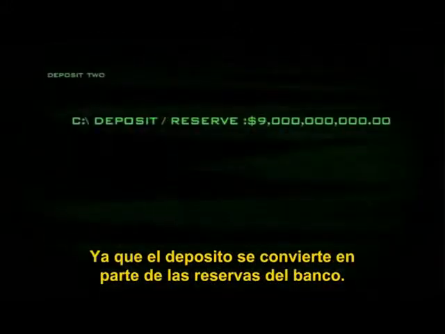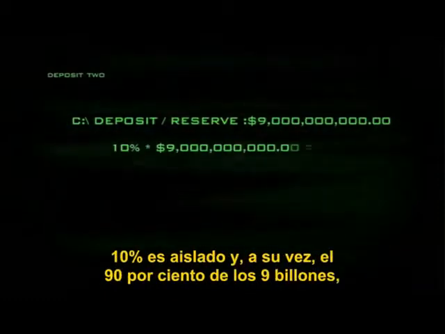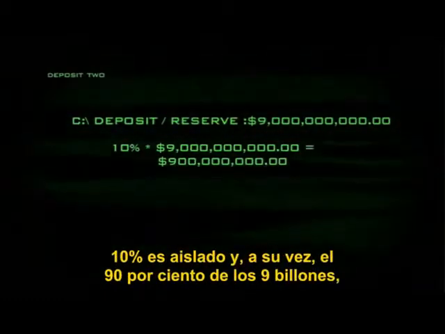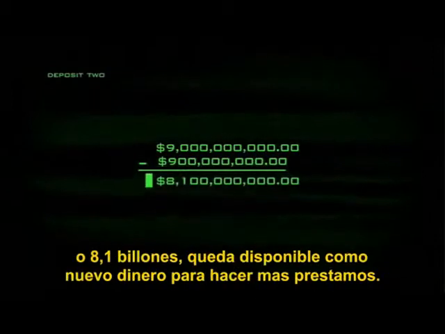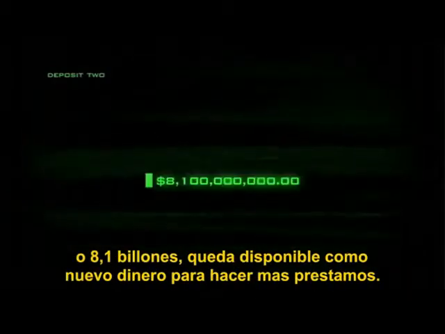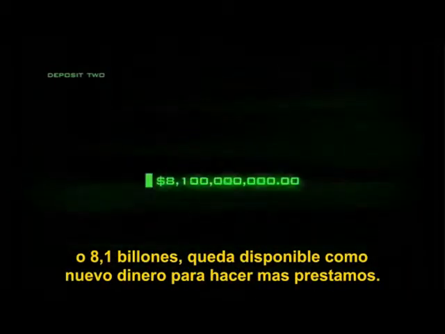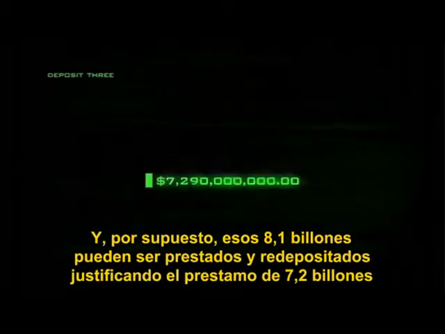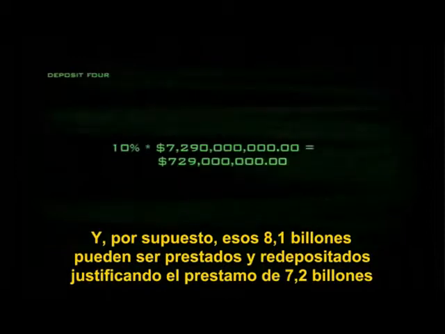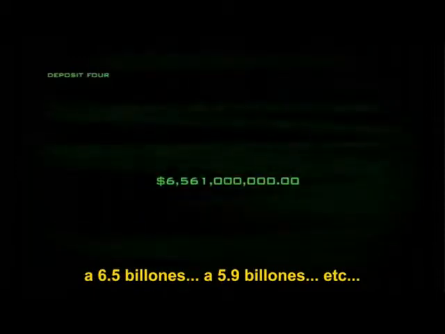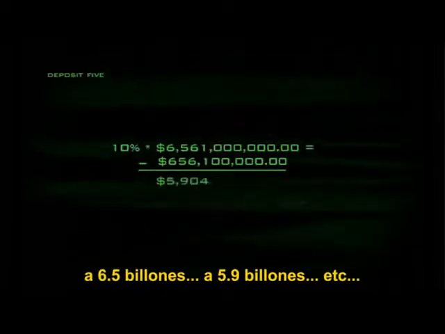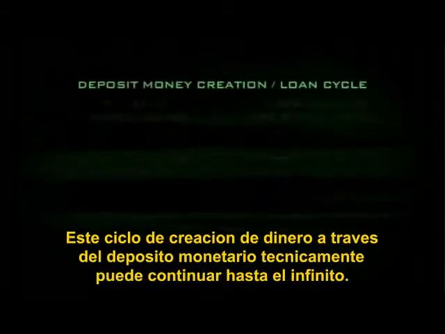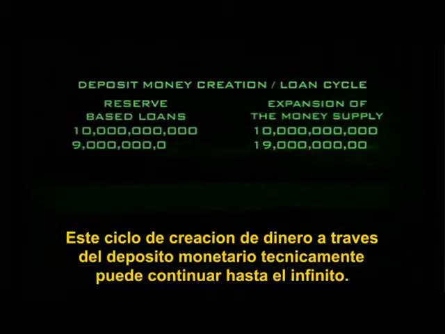The process then repeats, for that deposit becomes part of the bank's reserves. 10% is isolated, and in turn 90% of the $9 billion, or $8.1 billion, is now available as newly created money for more loans. And of course, that $8.1 billion can be loaned out and redeposited, creating an additional $7.2 billion, then $6.5 billion, then $5.9 billion, etc. This deposit, money creation, loan cycle can technically go on to infinity.